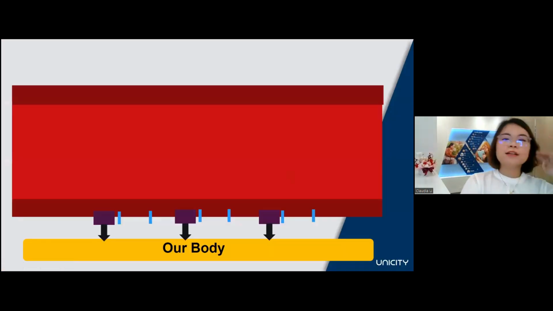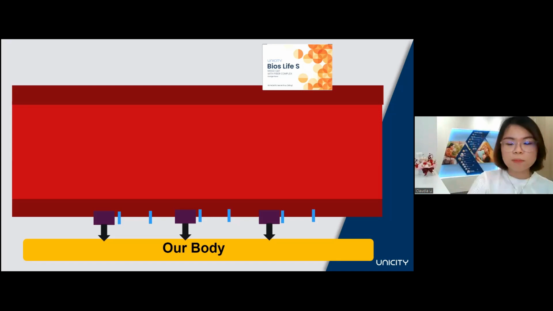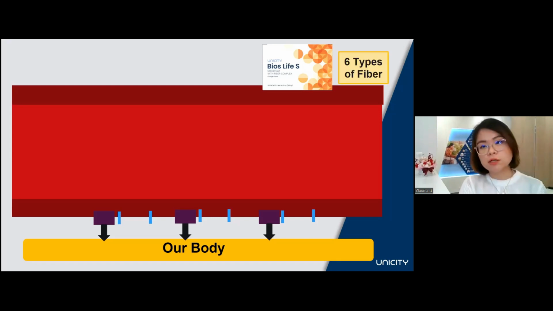Lending a bit of my PowerPoint skills again. Bioslife S, what is this thing? It's not just any fiber product, it's a vegetable from downstairs. It's something we have carefully selected and extracted, 6 particular types of fibers to give us the ideal composition together with our technology.